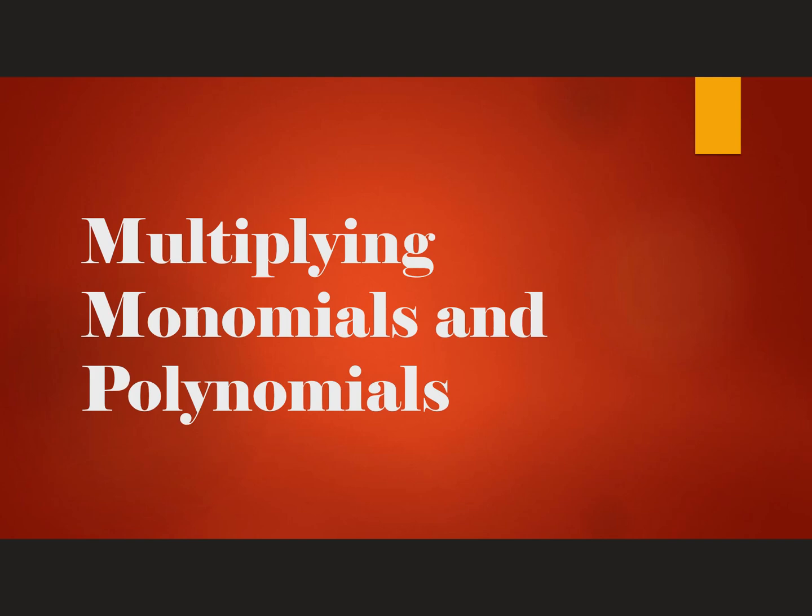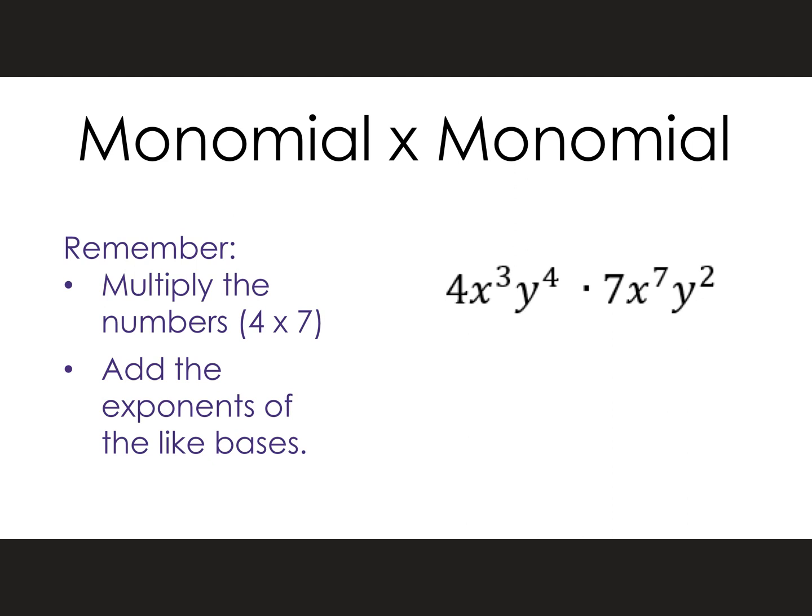Today I'm going to teach you how to multiply monomials times polynomials. I'm going to start with just a monomial times a monomial. And so I want you to remember, you multiply the numbers, you add the exponents. So in this case, I'm going to multiply the big 4 times the big 7 and get a 28.